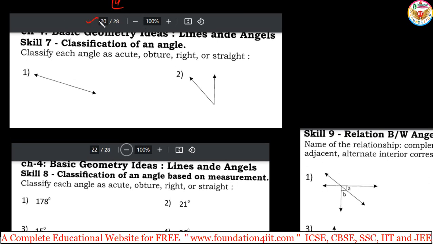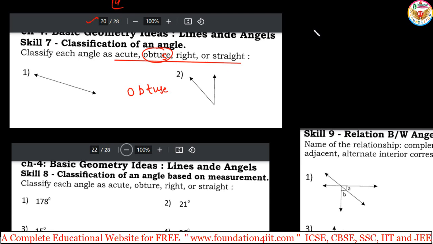Just classify each angle as acute, obtuse, right and straight. I'm giving many diagrams in the PDF, and you can find out acute, obtuse. This spelling mistake is given; it is O-B-T-U-S-E, obtuse angle, right angle and straight angle.